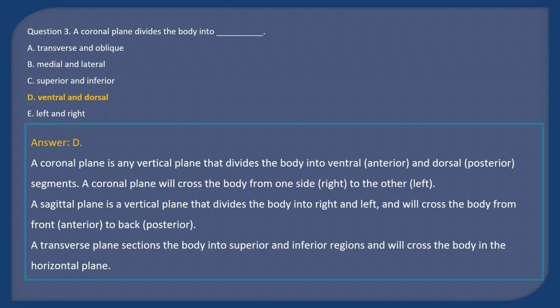Answer D. A coronal plane is any vertical plane that divides the body into ventral, anterior, and dorsal, posterior segments. A coronal plane will cross the body from one side, right, to the other, left. A sagittal plane is a vertical plane that divides the body into right and left and will cross the body from front, anterior, to back, posterior. A transverse plane sections the body into superior and inferior regions and will cross the body in the horizontal plane.